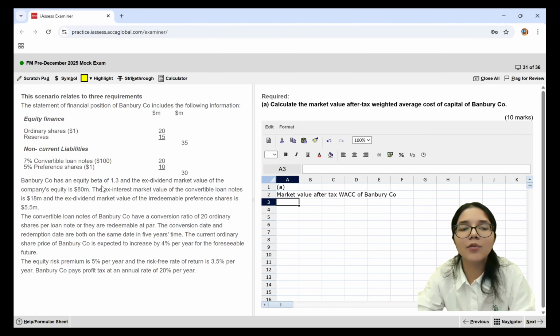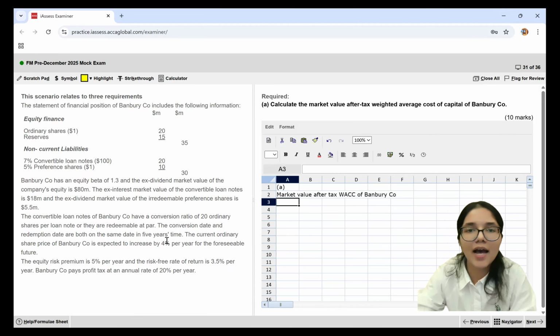Banbury Company has an equity beta of 1.3 and the ex-dividend market value of the company's equity is $80 million. Ex-interest market value of the convertible loan notes is $18 million and the ex-dividend market value of the irredeemable preference shares is $5.5 million. So they've basically given me the total market values for all of the three sources of finance which Banbury Company is using, making my job slightly easier because now I do not have to struggle to find out the market values of the different sources of finance which they are using.